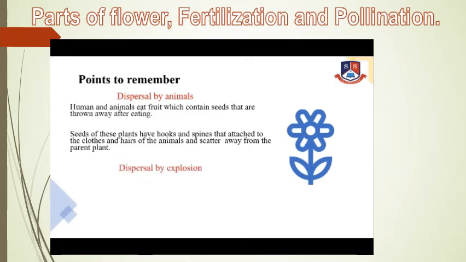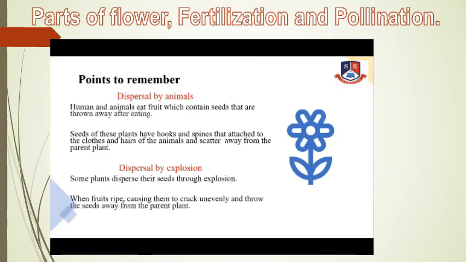Dispersal by explosion. Some plants disperse their seeds through explosion when the fruit ripens, causing it to crack unevenly and throw the seeds away from the parent plant.